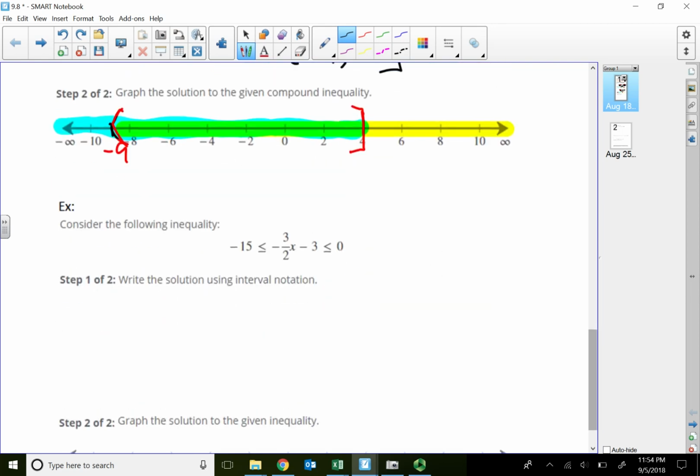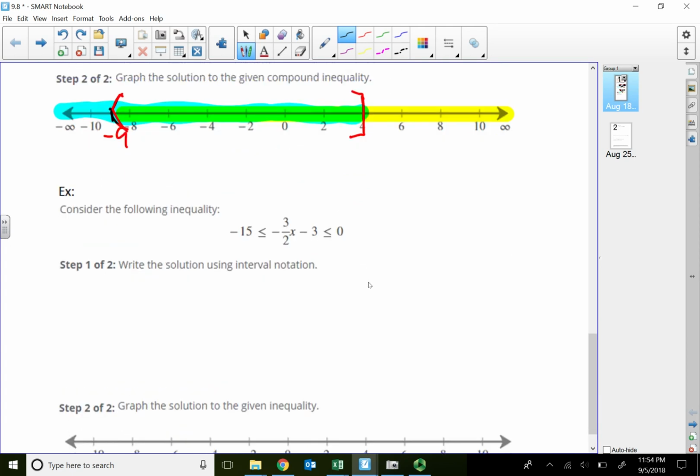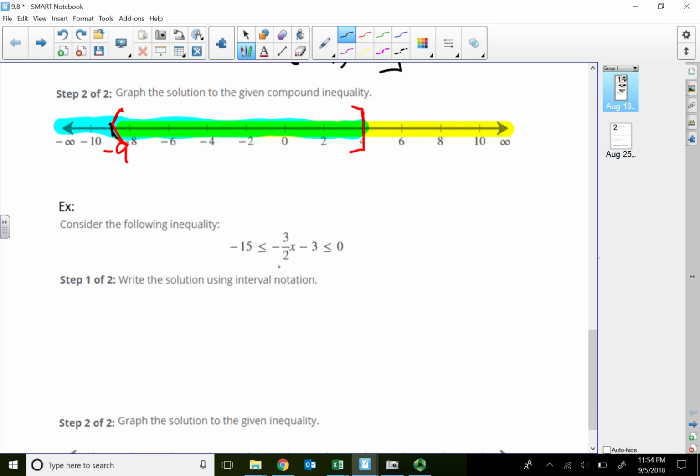All right. Now, sometimes I call this the three-part inequality. Let me write this. Basically, the variable is here in the middle. So this problem is saying negative 3 over 2x minus 3, right here, is greater than or equal to negative 15. Now, look on the other side. The same negative 3 over 2x minus 3 is less than or equal to 0. Remember, reading from the variable, that will be greater than or equal to negative 15.